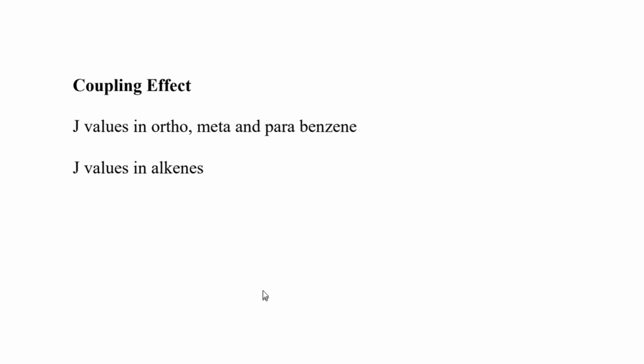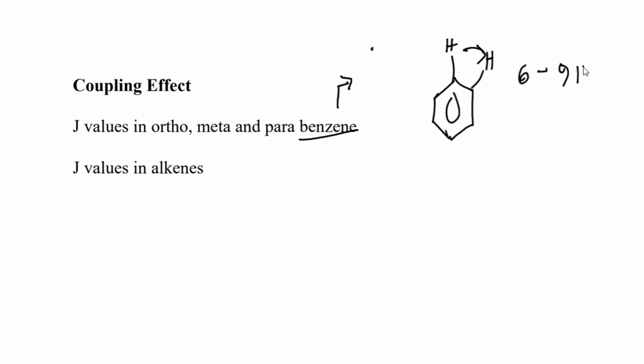So let's take a look at coupling effect as well. Coupling effect in benzene, we're just going to talk about benzene. All these values will be given to you in your question, particularly when it has to do with matching spectral values. So looking at this, when it is ortho, the proton and this, the J coupling effect is going to be between 6 to 9 hertz. So the J value will be this.